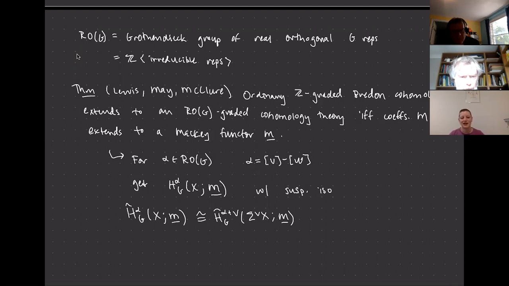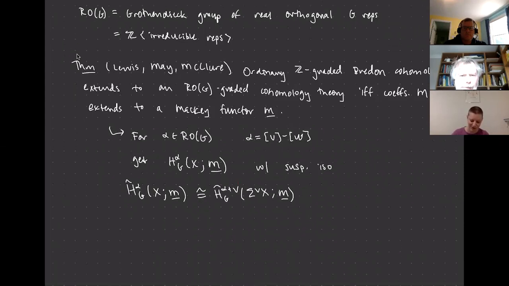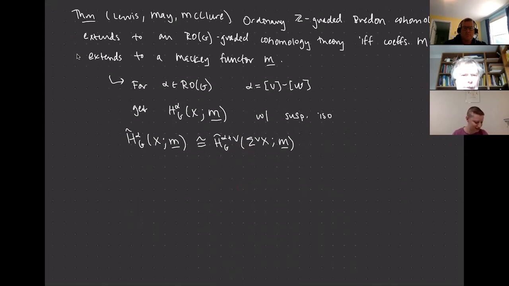And now you can see why I don't want to just grade on representations, but I really want to grade on RO(G), because if I had started maybe over here, just thinking of this as some beta, right? Then I'd want to be able to subtract V to get over to here. So I need to be able to add and subtract representations from the grading. Okay, so that explains a little bit about the grading, at least that it's there and how we're going to indicate it.